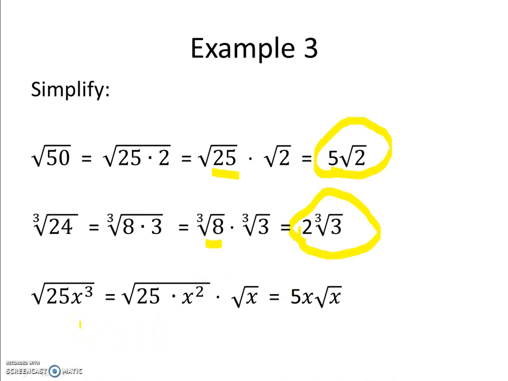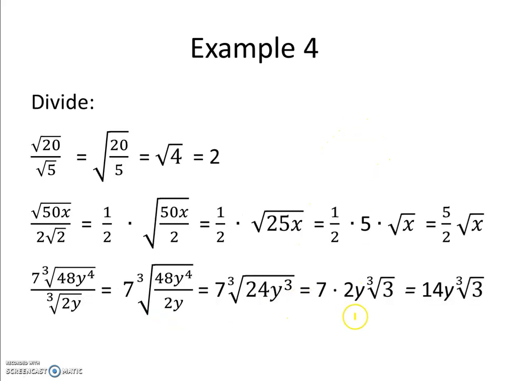We have the square root of 25x cubed, which we can write as the square root of 25x squared times the square root of x. We know that 25x squared is a perfect square, so we bring 5x out. We still have it times the square root of x.